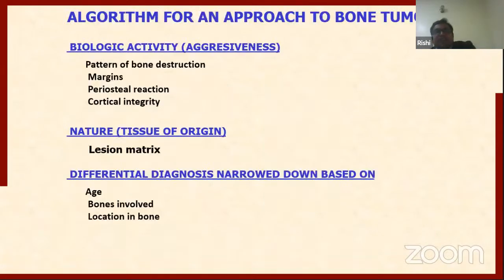So to summarize, what all things need to be seen in a bone tumor on an X-ray. To look for aggressiveness, you see the pattern of destruction, margins, cortical integrity, and periosteal reaction. To have an idea about the nature of the lesion, you need to look at the matrix, and the differential diagnosis you narrow down based on age, bones, and location in bone.